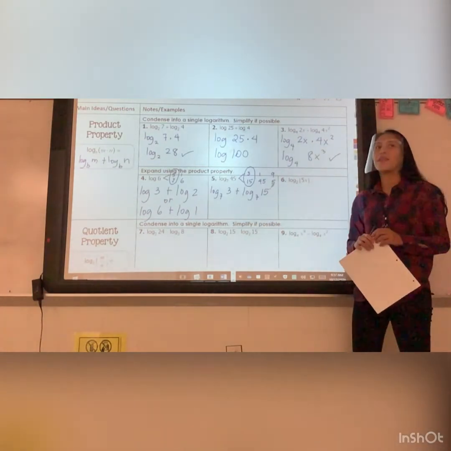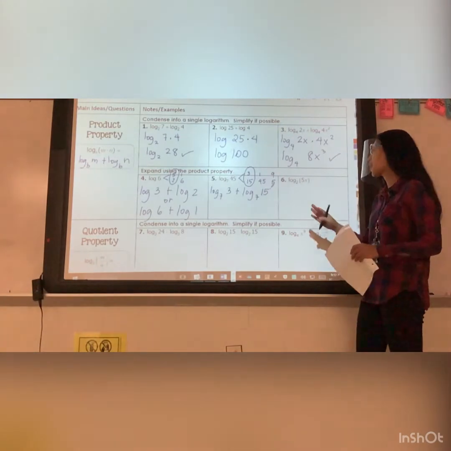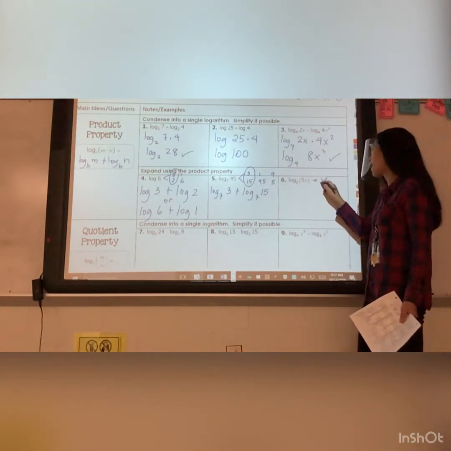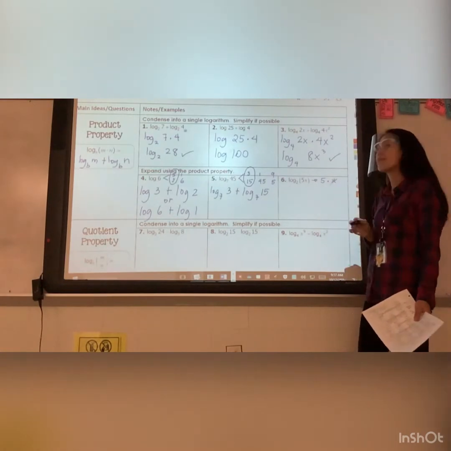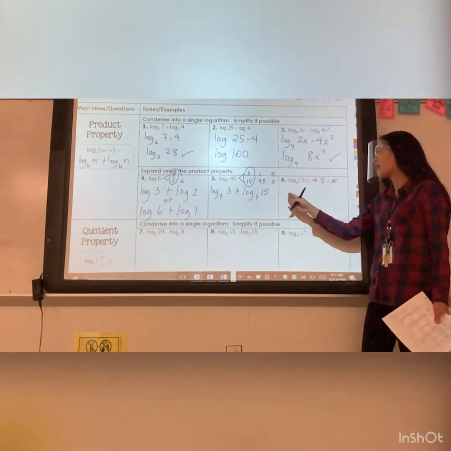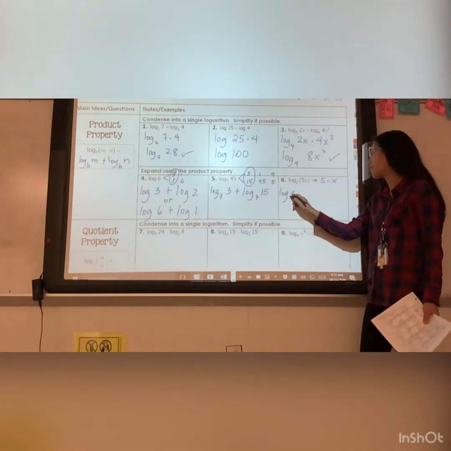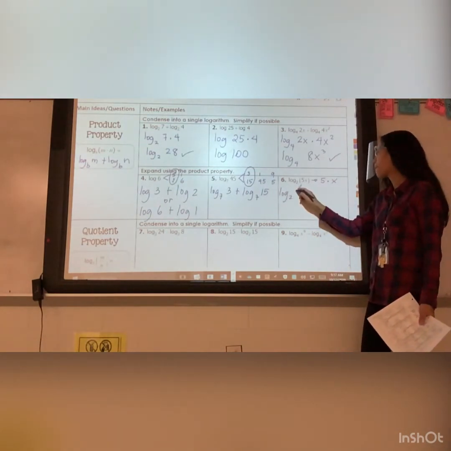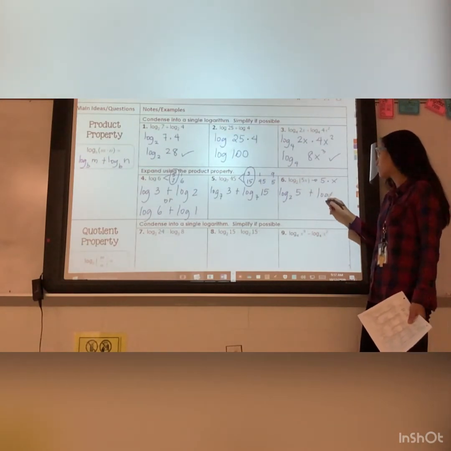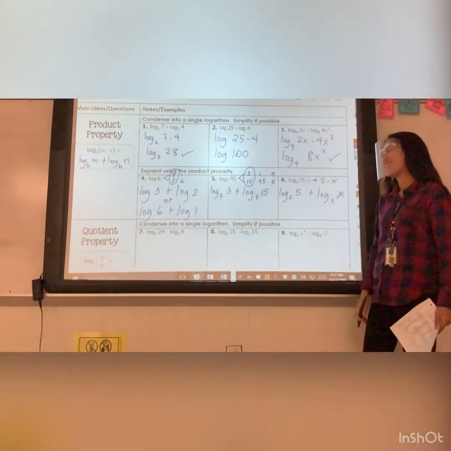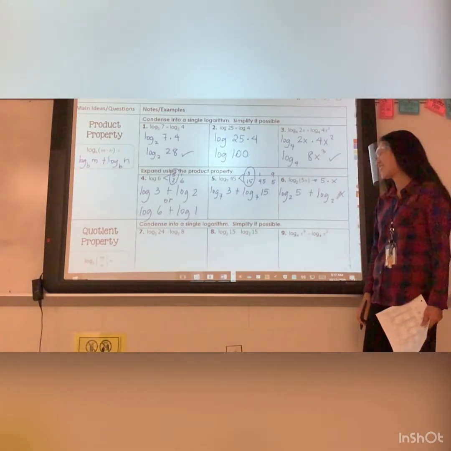In number 6, there is a variable. How can we expand this one? This means this is 5 multiplied by x. So how are we going to write the expanded form of this? Log with a base of 2 of 5 plus log base of 2 of x. That's it.